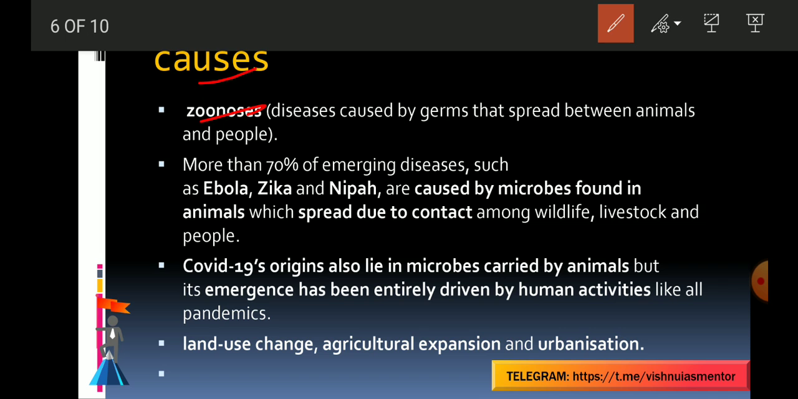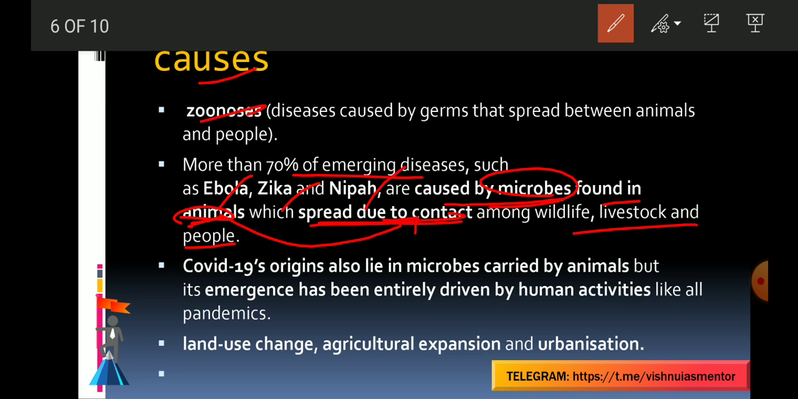Okay, and more than 70% of the emerging diseases like Ebola, Zika, Nipah are mainly caused by the microbes that are found in animals, and these microbes found in animals spread to humans, wildlife or livestock due to contact. Okay, so most of the 70% emerging diseases are because of this.